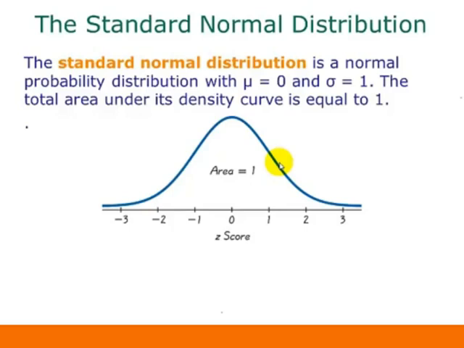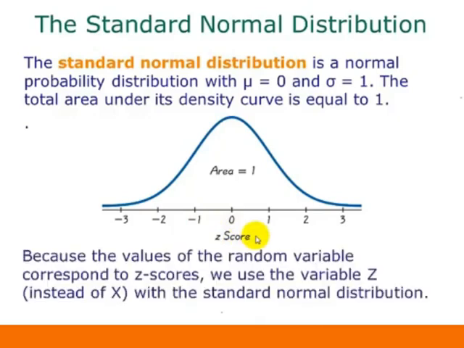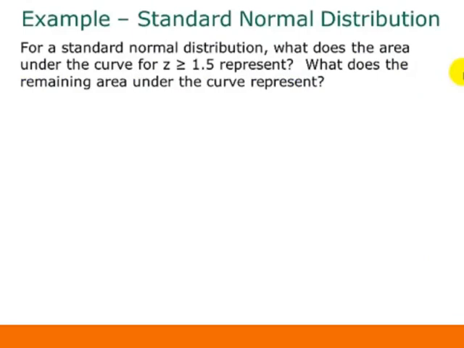And this is really just a special case of a normal distribution. It's just that it has a specific mean, which is 0, and a specific standard deviation, which is 1. And it actually corresponds to the z-scores that we talked about in Chapter 3. Because the values of the random variable here correspond to z-scores, we use the variable z instead of x when we're talking about the standard normal distribution. Here's an example with the standard normal distribution.